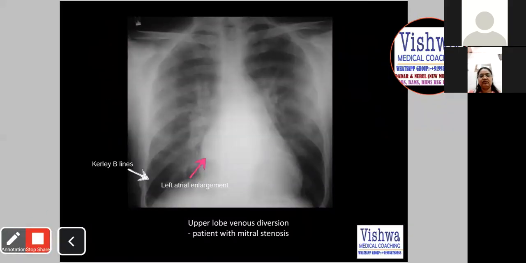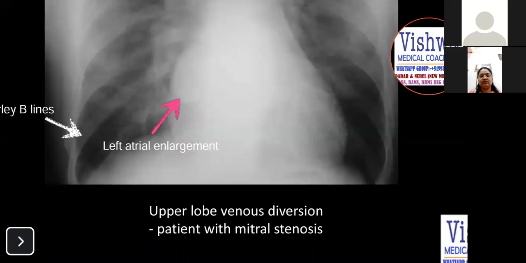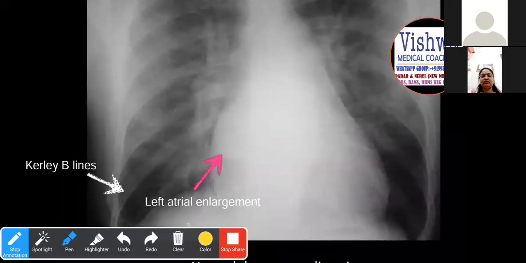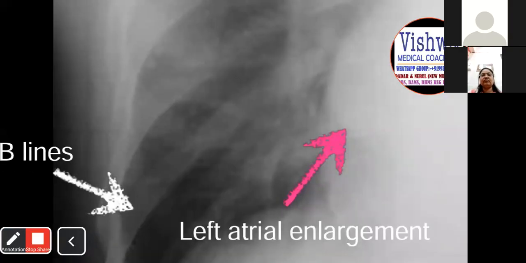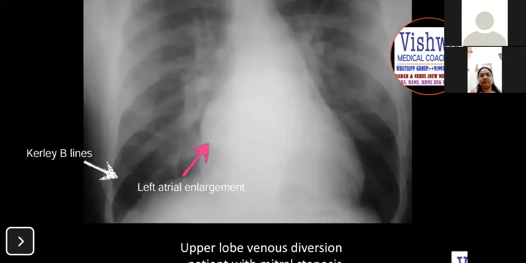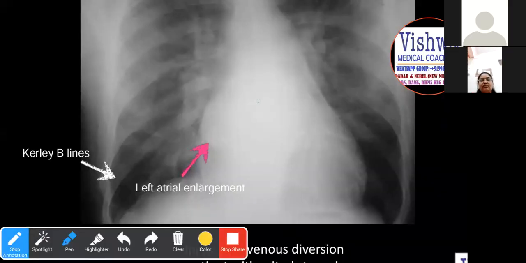Let me show some of the X-rays right now. If you can see, upper lobe venous diversion, patient with mitral stenosis. You can see curly B lines I was talking about. Let me show it to you if it is possible. It's a left atrial enlargement, also seen here. You can see there are lines like this, also called the curly B lines.